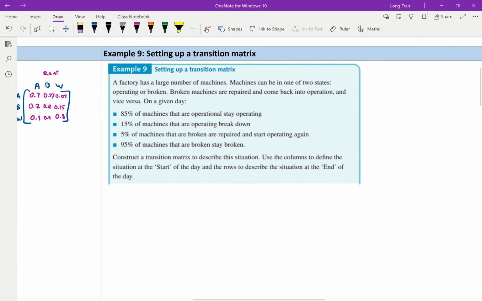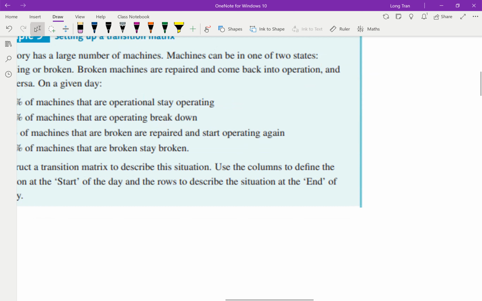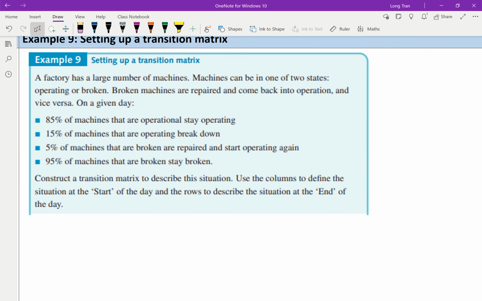And similarly, you'll be doing the same in example 9. So let's have a look here. Setting up a transition matrix. The factory has a large number of machines. Machines can be in one of 2 states. So we already know it's a 2 by 2 because it says 2 states. What are the 2 states? Operating or broken. So it's operating or it's broken, operating or it's broken. And then it says broken machines are repaired and come back in operation, and vice versa.